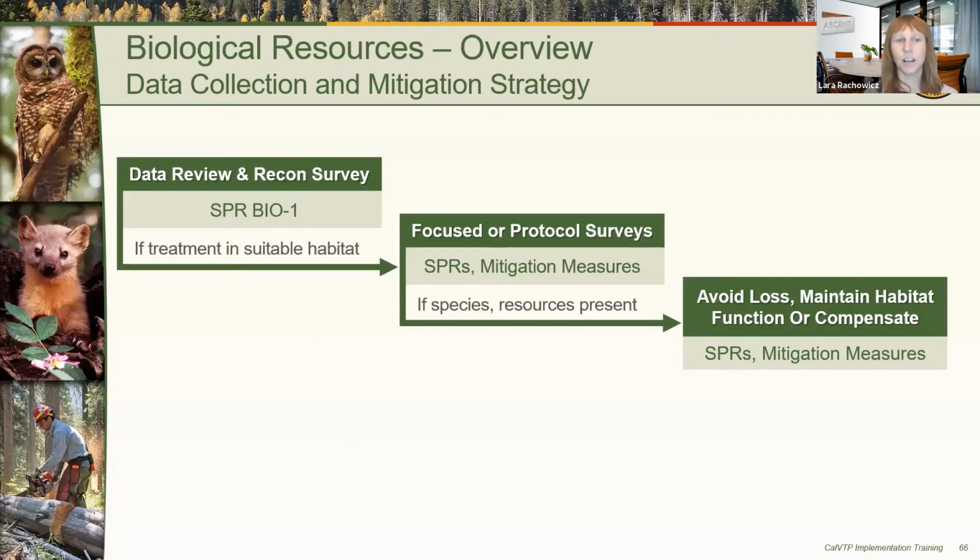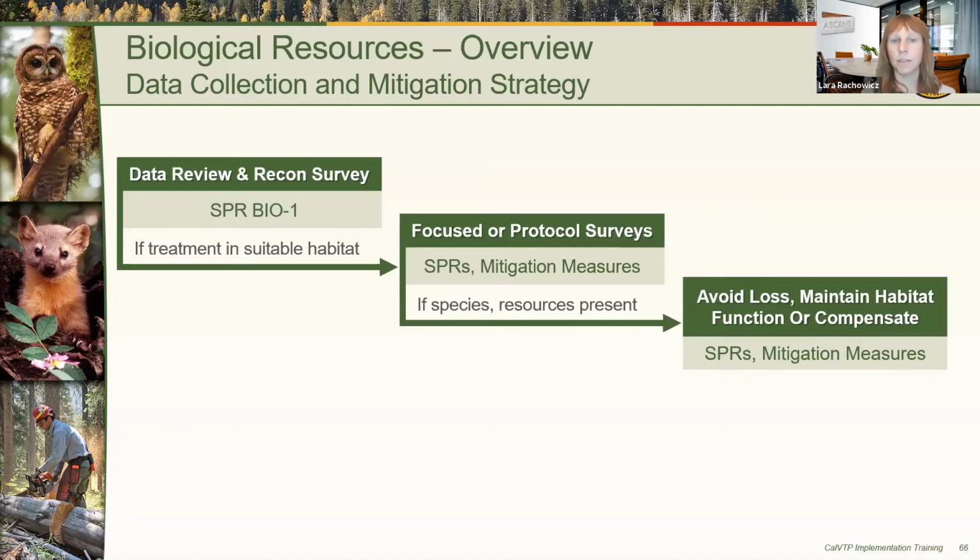The next section of the training covers biological resources. The CalVTP PEIR includes an impact analysis and mitigation for a full spectrum of potential biological resources in the state, including over 300 special status wildlife species, over 1,000 special status plant species, and hundreds of sensitive natural communities. I'll describe the overall tiered mitigation framework here, and then I'll talk about each step in more detail as we move through the next few slides.